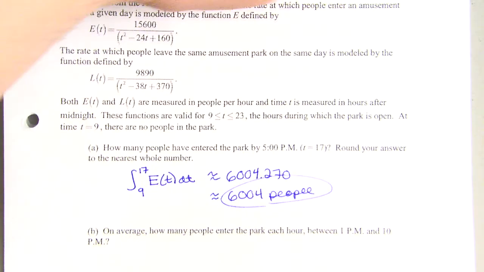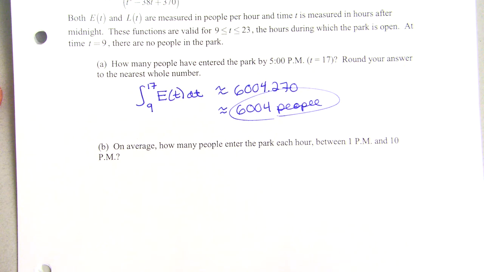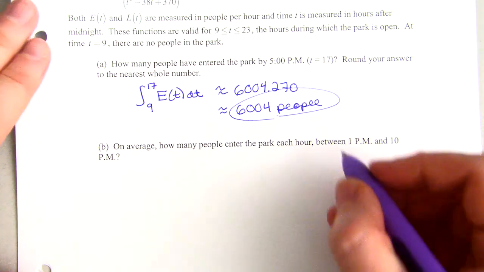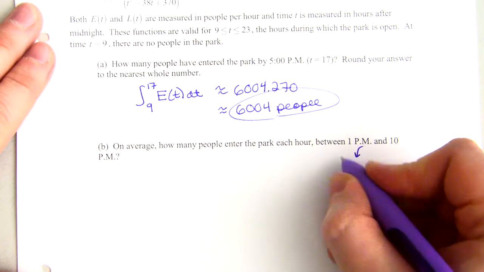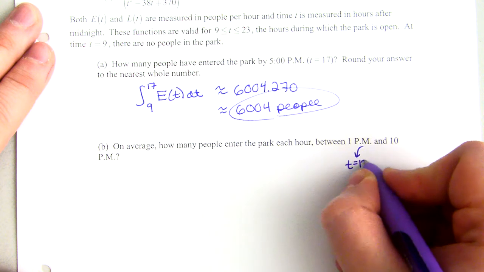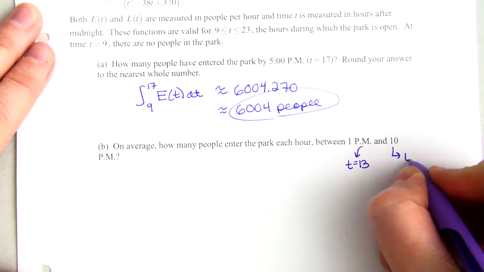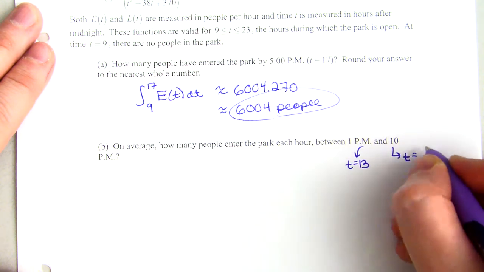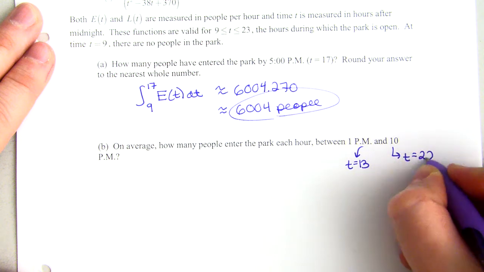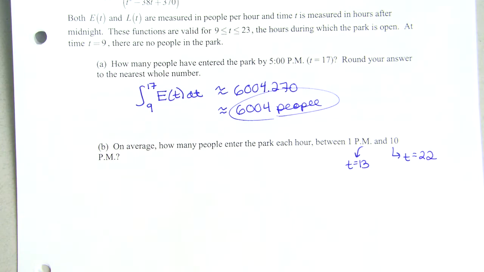Part B. On average, how many people enter the park each hour between 1 p.m. and 10 p.m.? Well, 1 p.m. is going to be t equals 13. 10 p.m. is going to be, let's see, 12 plus 10, 22. On average, how many people enter the park per hour? So basically, I want to find the average value of E of t.